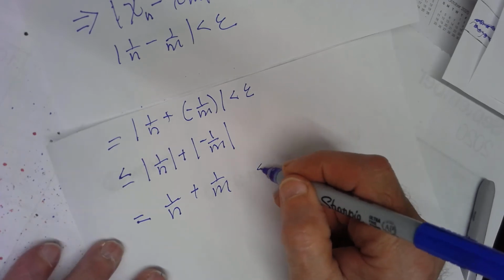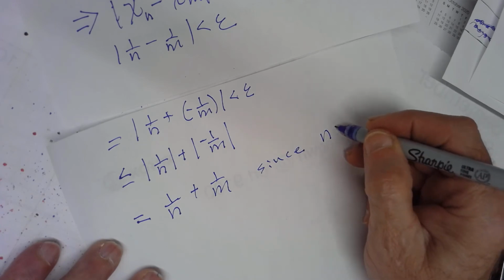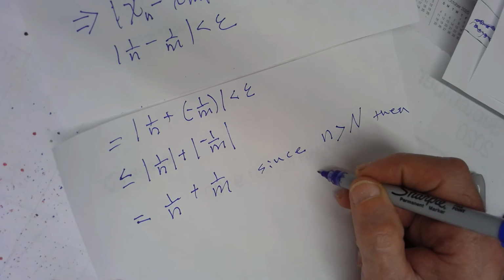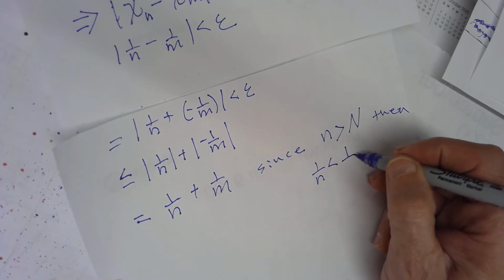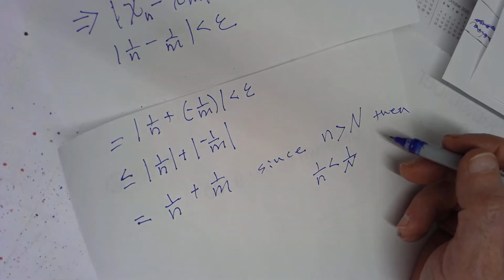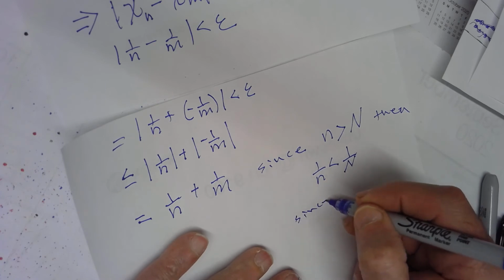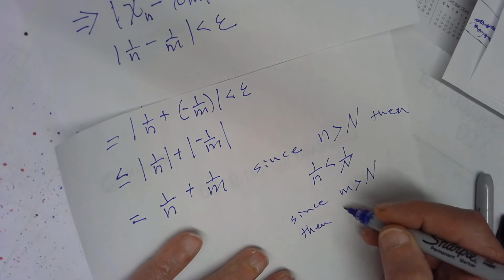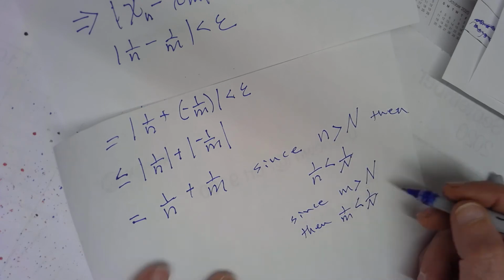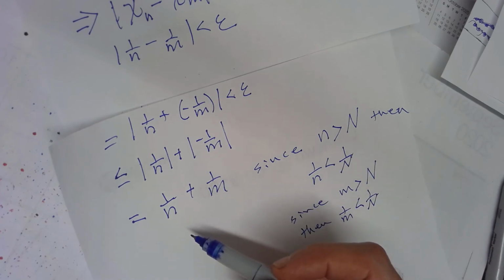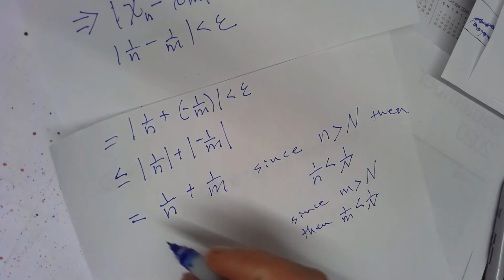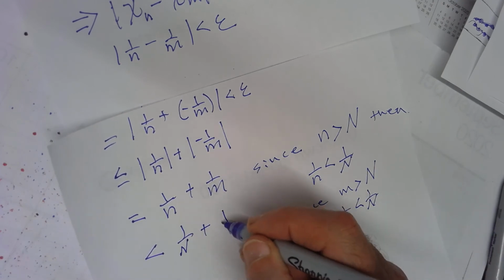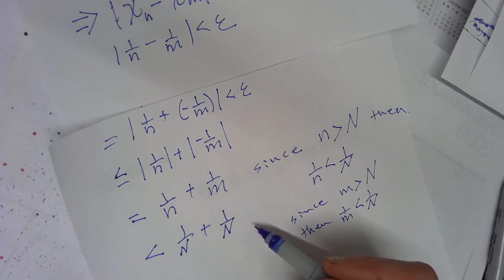Since lowercase n is greater than our number uppercase N, then we can say that 1 over n is less than 1 over N. Same thing for m: since our m is greater than our uppercase N, then we can say that 1 over m is less than 1 over N. So from here we can replace 1 over n and 1 over m with 1 over N, because this is going to be less than 1 over N plus 1 over N.